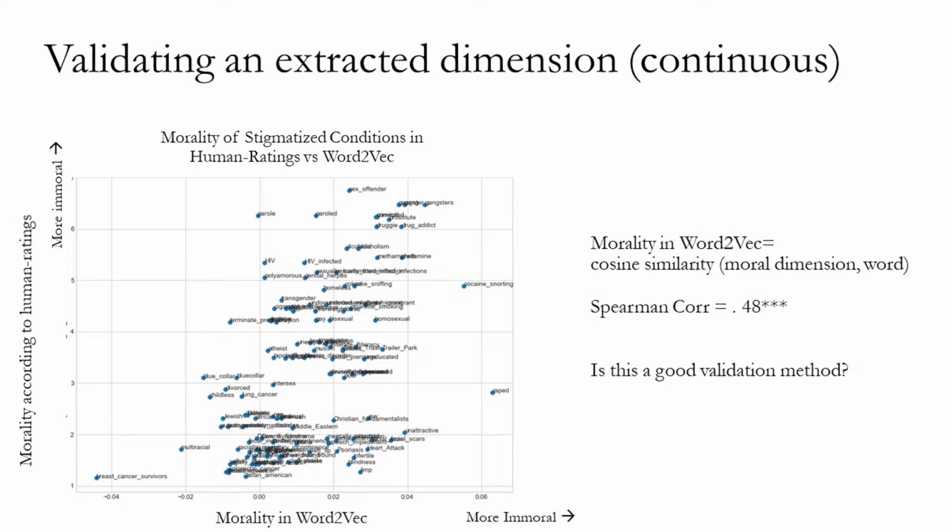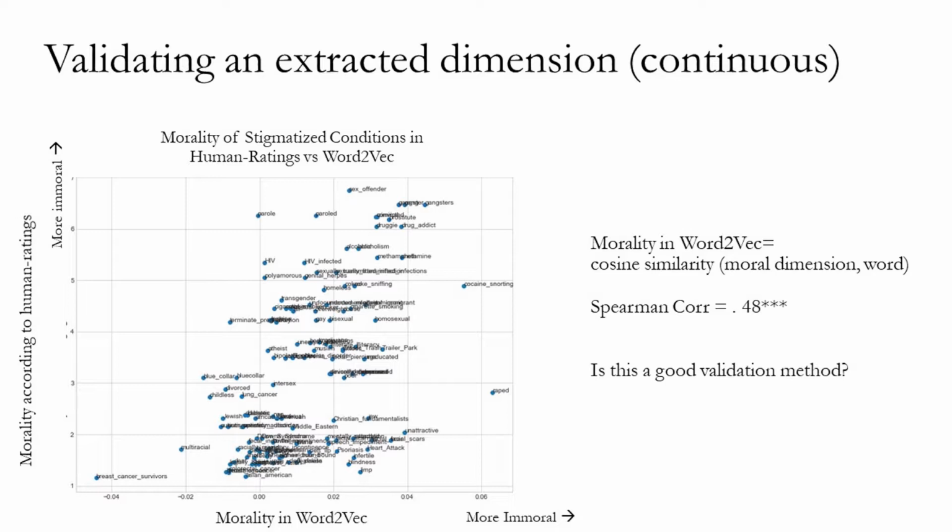If we did that whole procedure, we found a moral dimension, and we project these stigmatized conditions onto that dimension, and then look at whether it's more immoral or moral. Basically what you're seeing is that stigmatized conditions that are more immoral according to human ratings also tend to be more immoral according to our methods with Word2Vec. At the same time, this is not a one-to-one correlation. The correlation is around 0.5, 0.48, so it explains some of it, but it's hard to know.